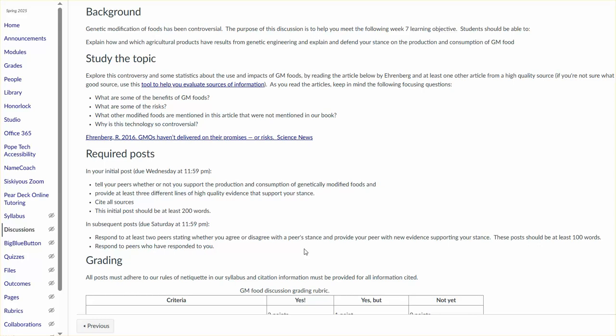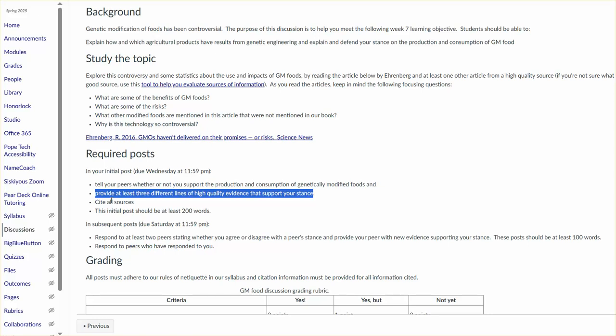And then in your initial post, which is due Wednesday, I want you to tell the class whether or not you support the production and consumption of genetically modified foods. I want you to provide at least 3 different lines of high quality evidence that supports your stance. For this evidence, I want you to be citing your sources in text. So if you provide some evidence about perhaps the benefits of using the Roundup Ready crops, I want you to cite the specific sources of that information at the end of the sentences that contain that information.